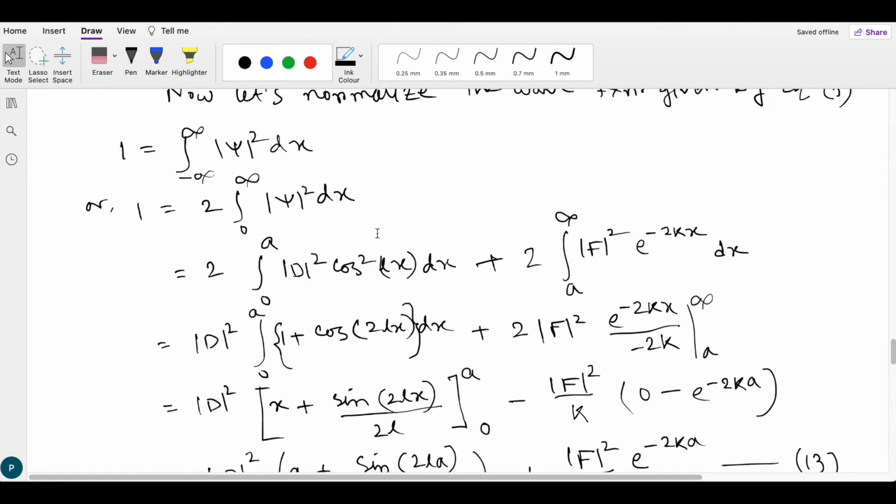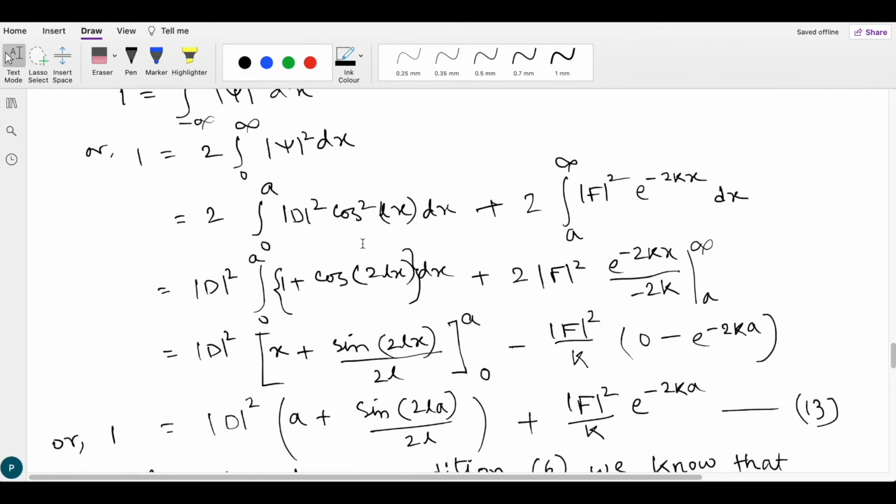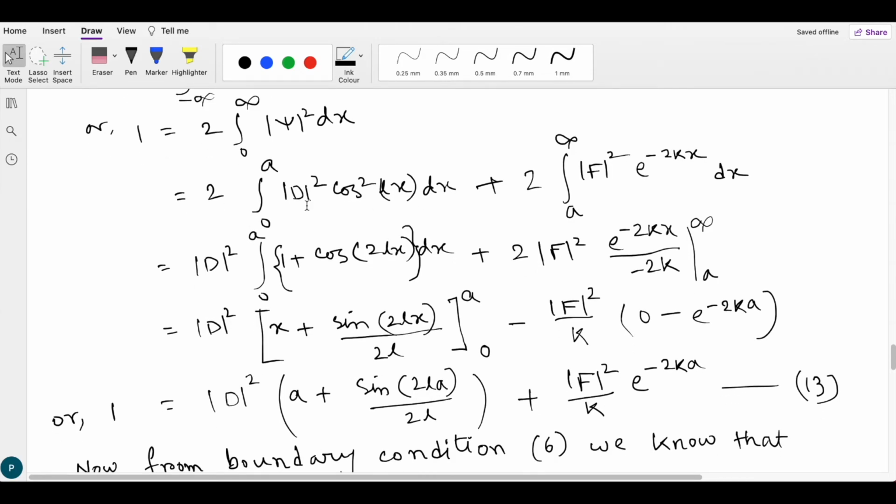So put the value of psi in this equation, and we know that the value of psi is different in the two regions. From 0 to a, its value is d cos lx, and from a to infinity, the right part of the point x equals a, its value is f e to the power minus kx. Let's put those values in this equation and we get this.